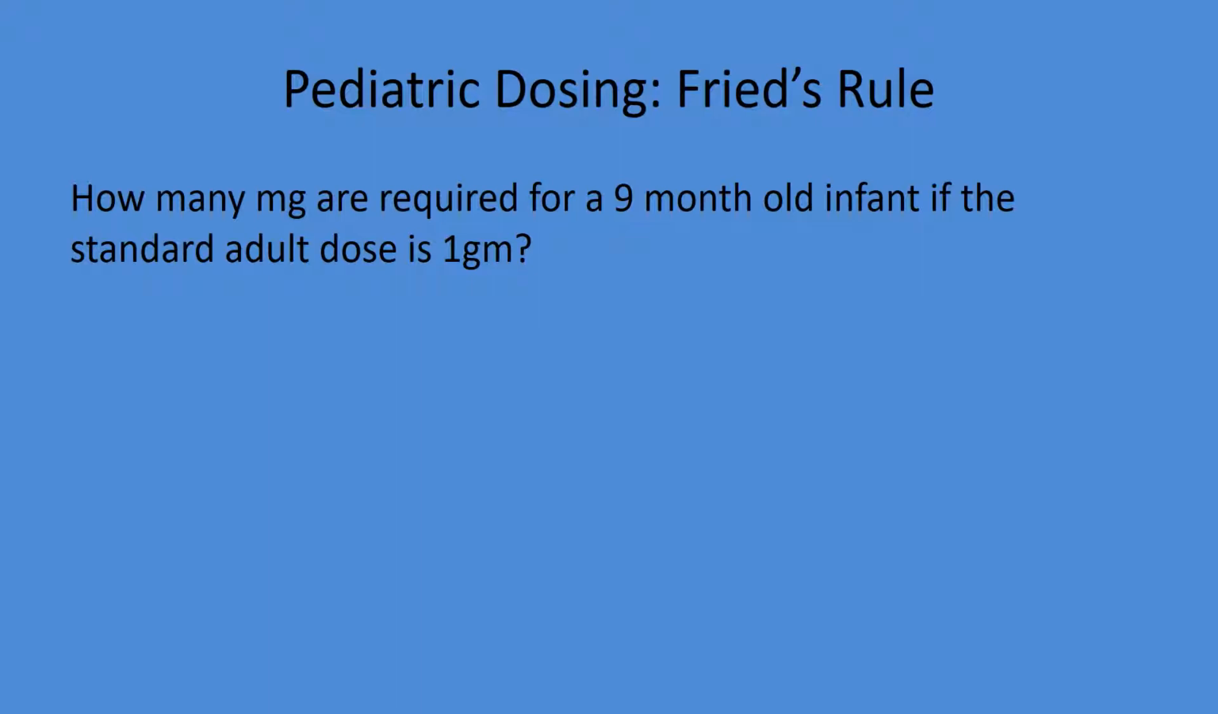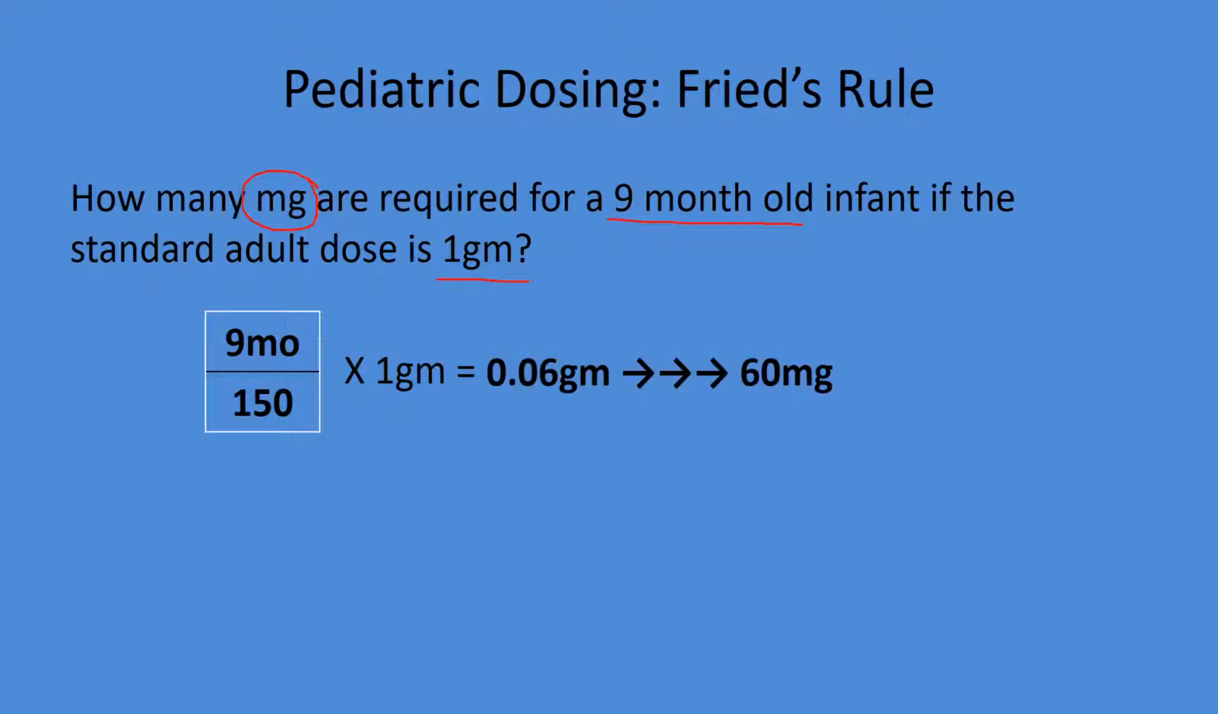Next problem for Freud's Rule. Now we have a 9-month-old baby, and the adult dose is 1 gram. So we'll put 9 over 150, and since we want the answer in milligrams, you'll need to change your answer at the end. So here we've got 0.06 grams, which converts to 60 milligrams.